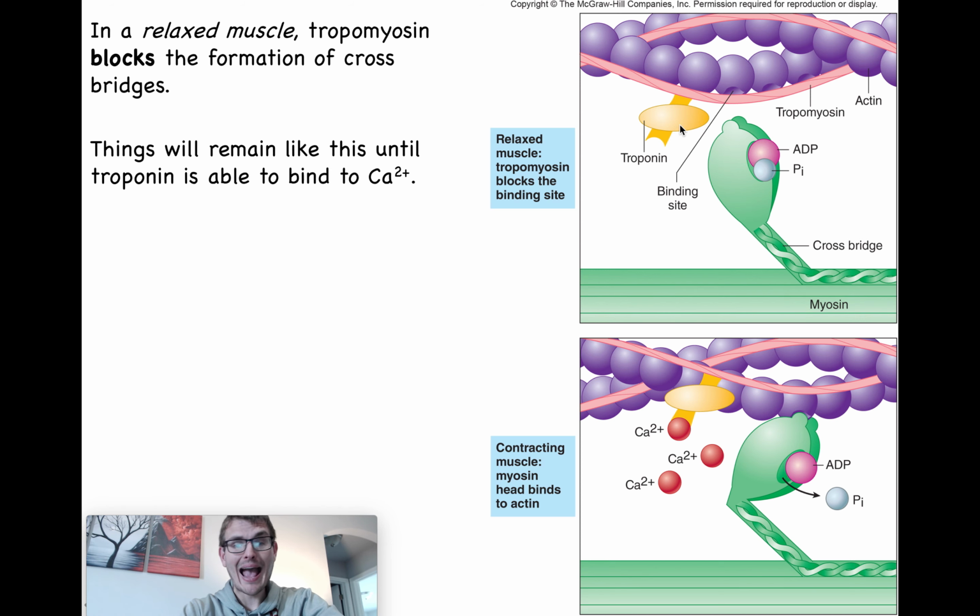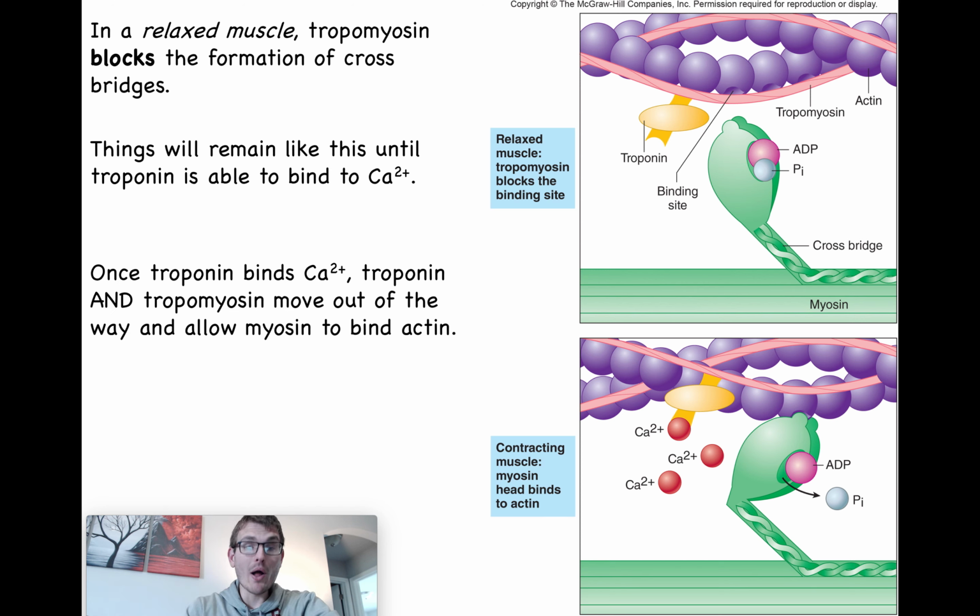Here, when troponin has no calcium, it's not doing anything. It does nothing. Tropomyosin is still in the way, so nothing changes. Once troponin binds to calcium, troponin is going to pretty much wake up, and it is going to grab tropomyosin and shift it, move it out of the way, so myosin is now free and in the clear to grab onto actin. Troponin that is bound to calcium takes that tropomyosin and shifts it away from those myosin binding sites, so now that myosin, which is cocked back and ready to go, has something to grab onto.